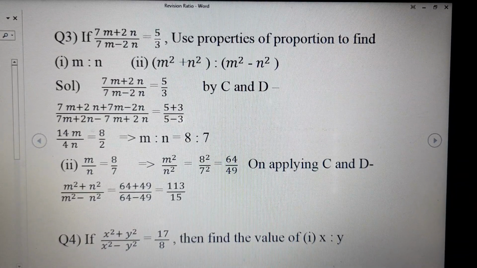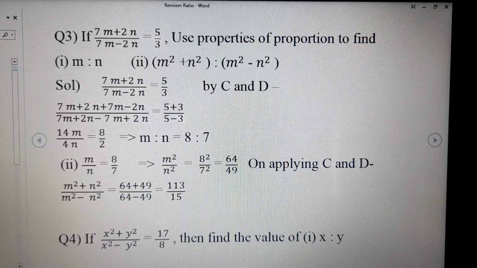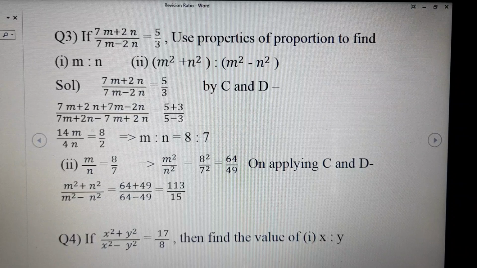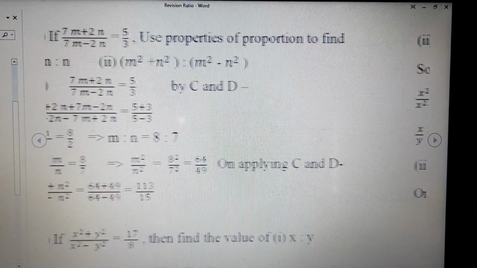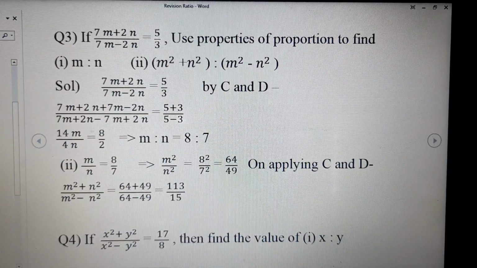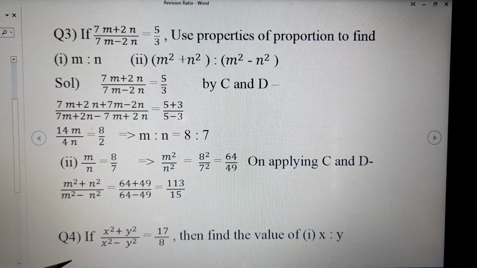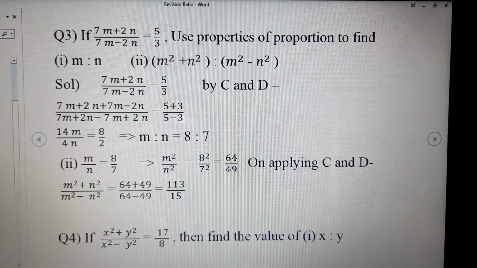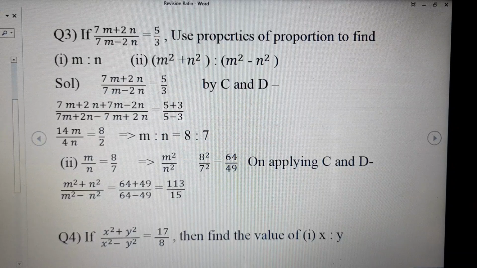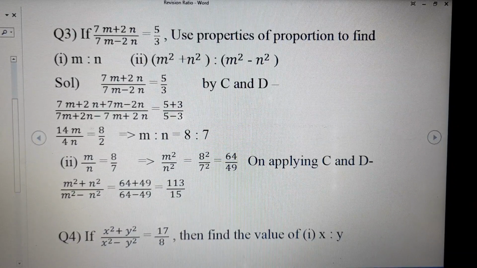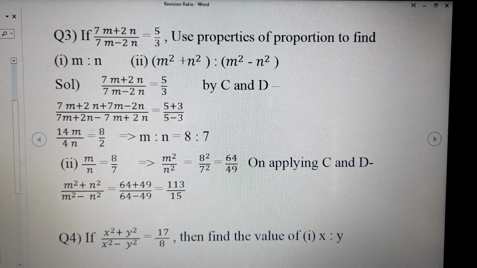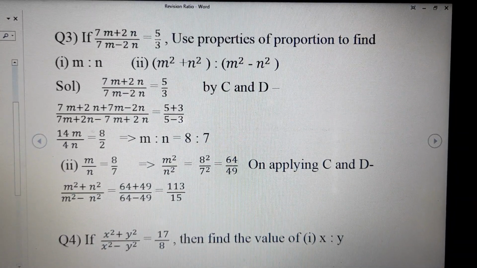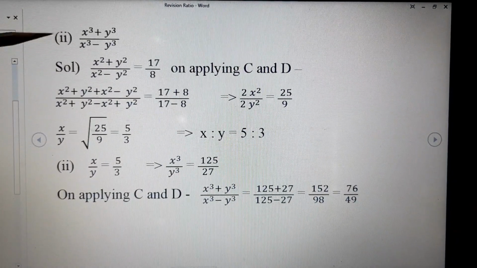This question was based on the componendo and dividendo method. We'll be doing quite a number of questions dependent upon componendo and dividendo, as this is a widely used concept in this exercise. Question is there on the same screen. Okay, so question number 4, moving on to the next one. Question number 4 says, if x square plus y square divided by x square minus y square is equal to 17 upon 8. Almost similar kind of thing, but here it was m and n, and here it is in squares. And we need to find out the value of the first part, x is to y, and the second part is x cube plus y cube.